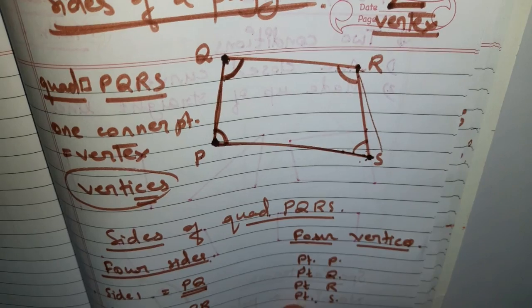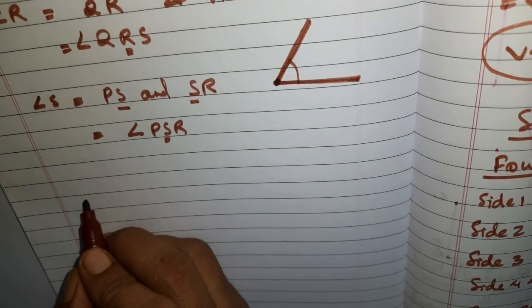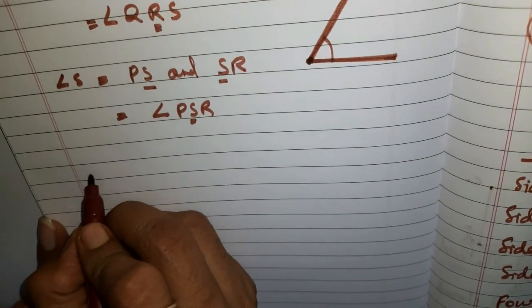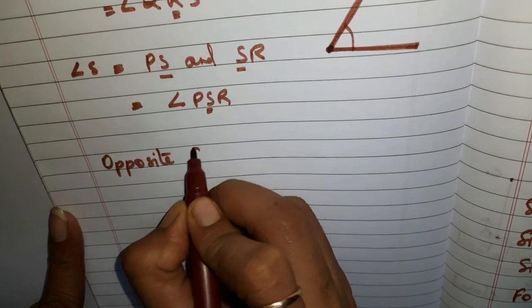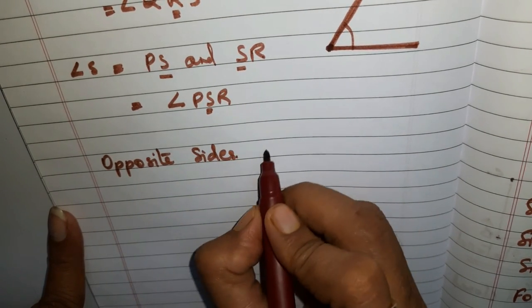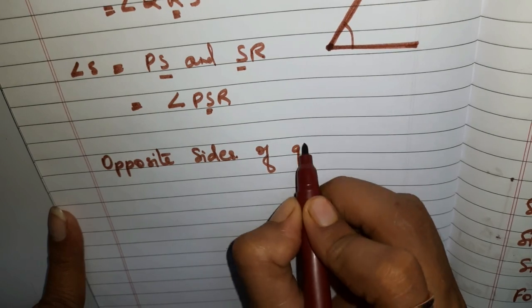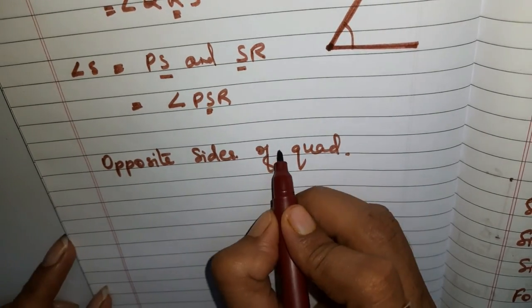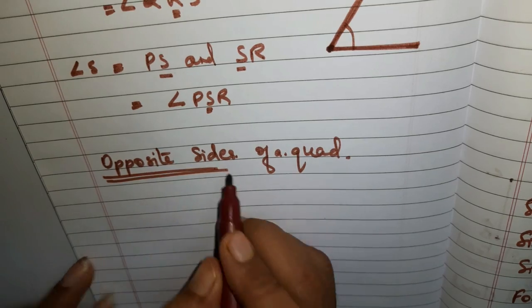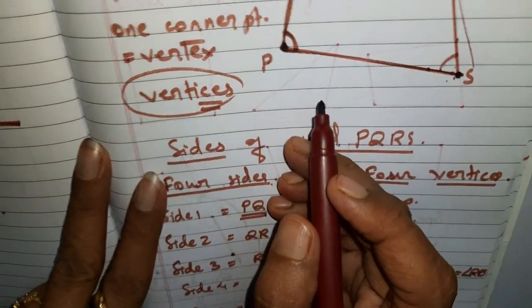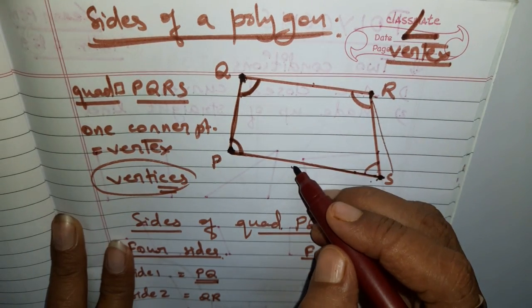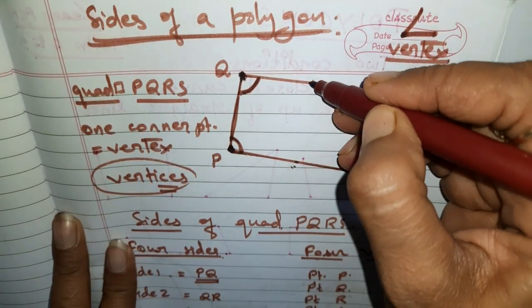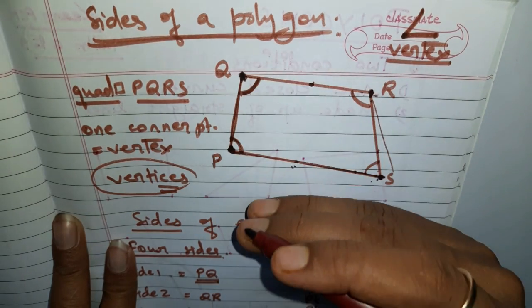Now let us discuss the opposite sides of a quadrilateral. When we are talking about opposite sides, let's see what they are. When two sides are just facing each other, if this side is facing this side, they are opposite to each other.